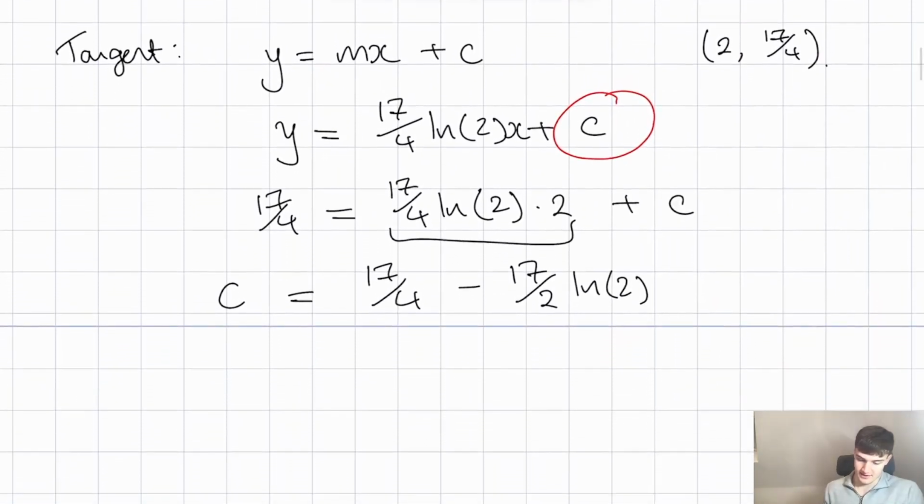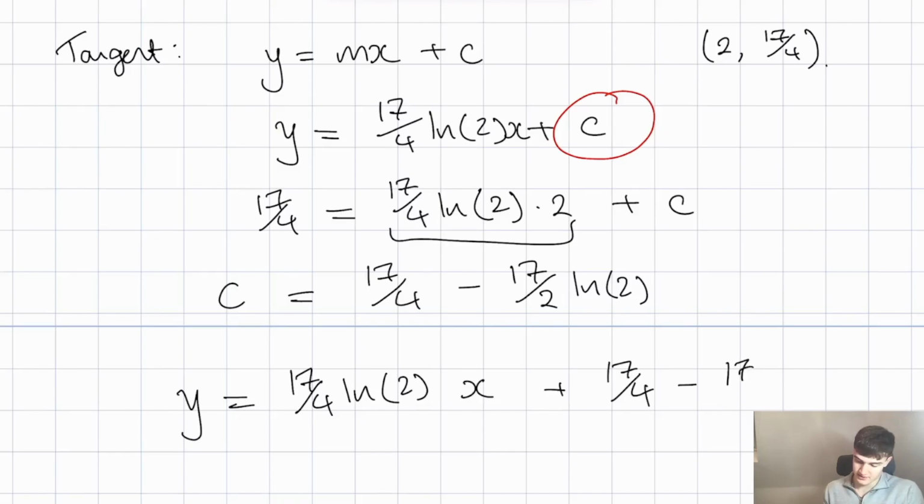Now plugging that in, I'm going to get y is equal to 17 over 4 ln 2 x plus 17 over 4 minus 17 over 2 ln 2.